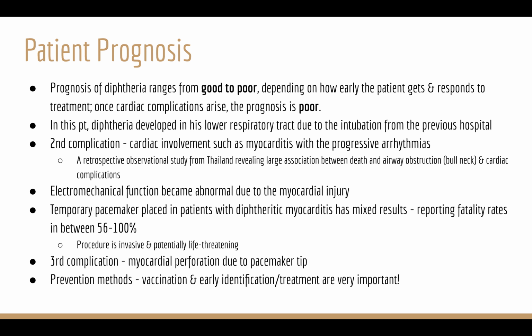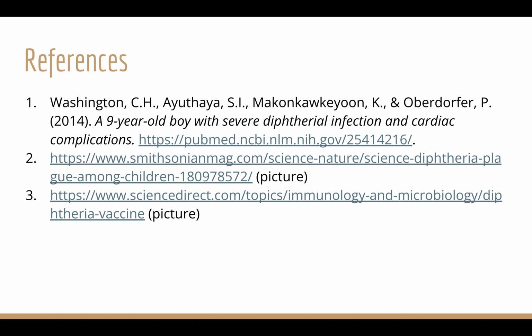Prevention methods are basically the importance of vaccination and getting early treatment. They're the major components in reducing the morbidity and mortality rate of this disease. And that's pretty much it. These are my references.